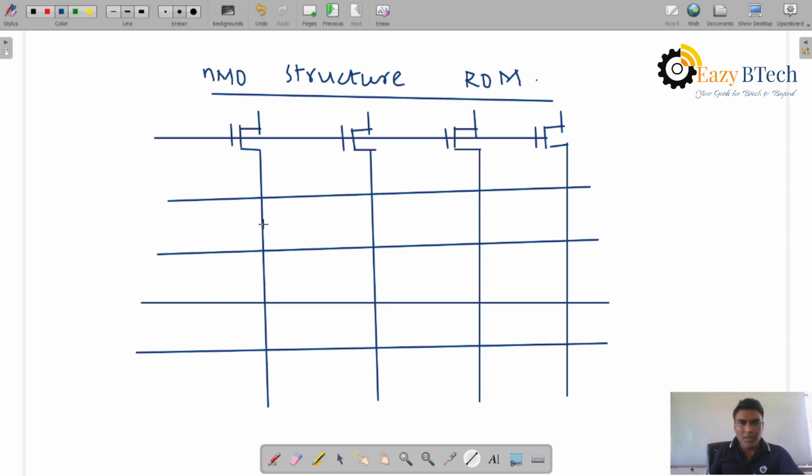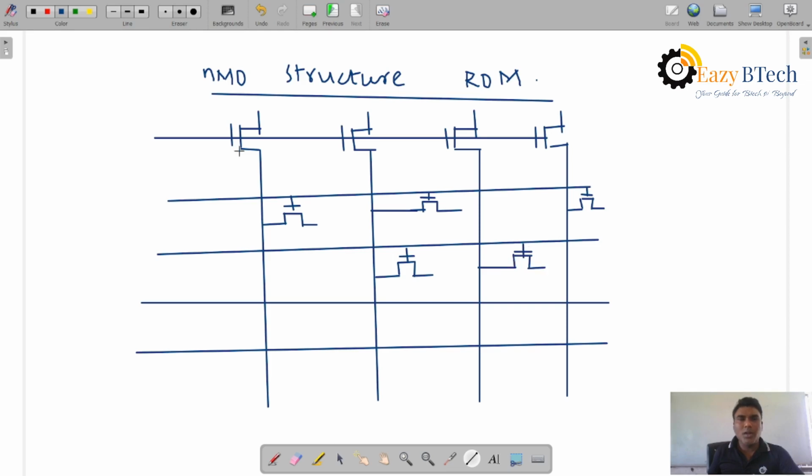Here the transistor is present. When the transistor is present, it will store 0. Otherwise, it should be 1.